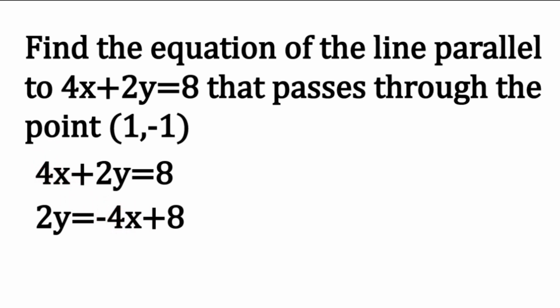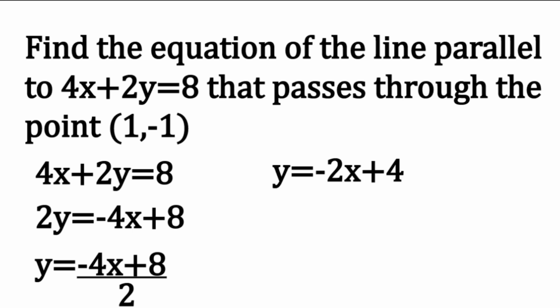So then transpose this 2 here as a divisor for the right side of the equation. So we have negative 4x plus 8 divided by 2, and this is equal to y equals negative 2x plus 4. And this is the simplified slope-intercept form for 4x plus 2y equals 8. And from this one, we can get the slope for the parallel lines, which is negative 2. And we can solve now.